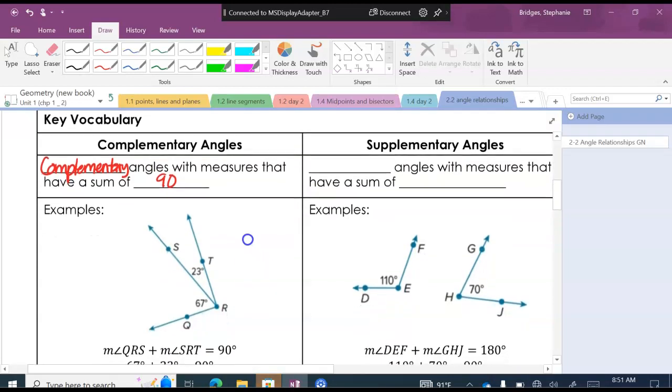If you look at your picture down there, one angle is 23, the other angle is 67. If I add those, that gives me 90. That means angle TRS and angle SRQ are complementary angles because they add up to equal 90. Right, Myron?